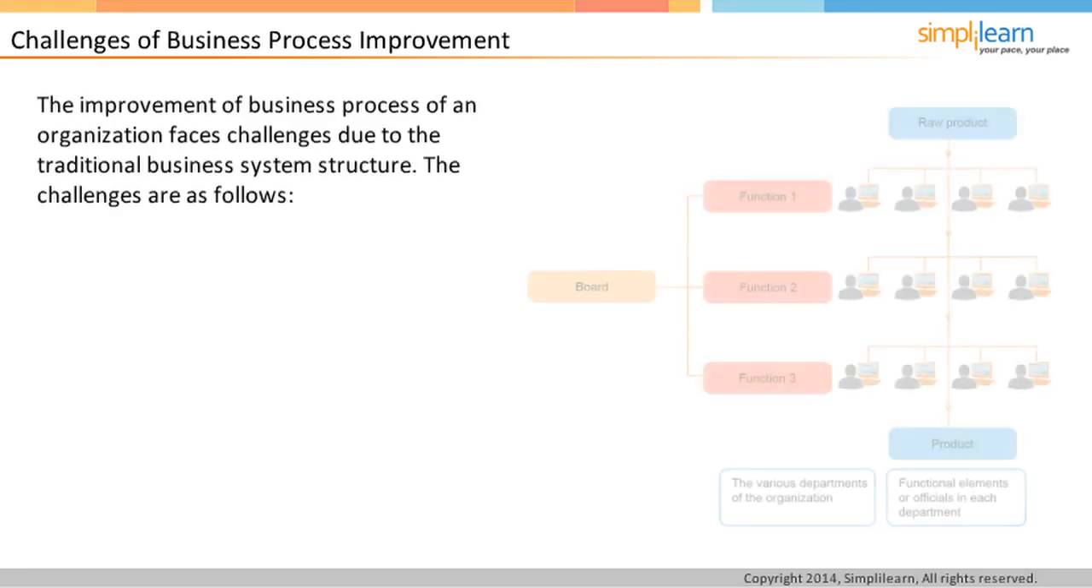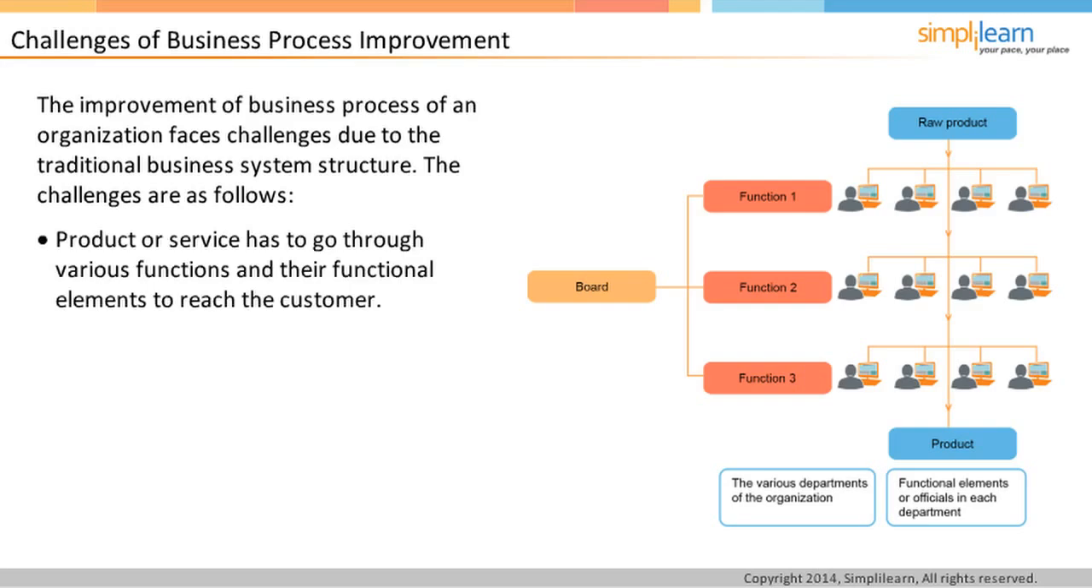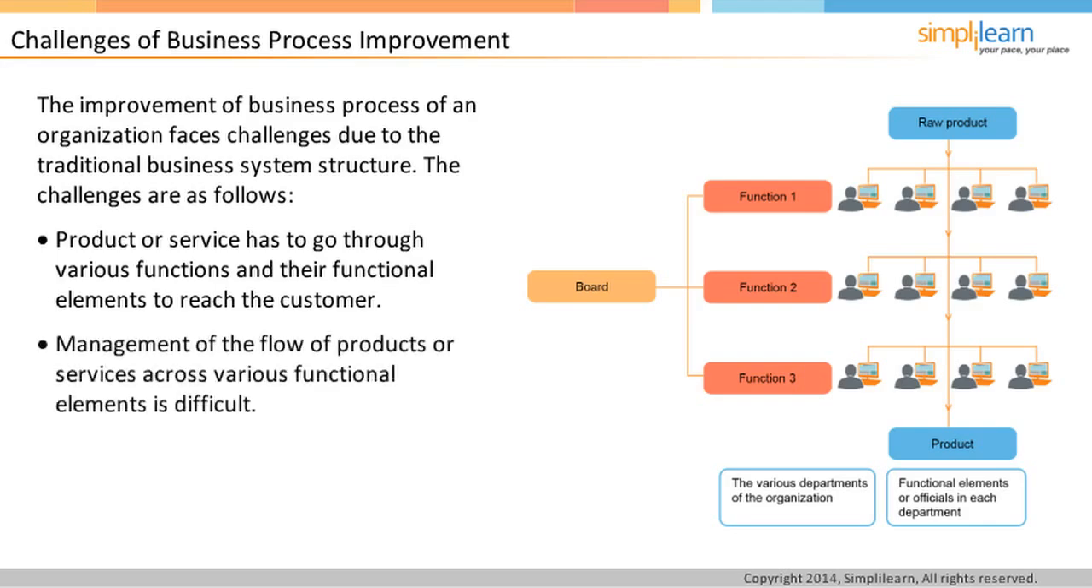Let us discuss the challenges to business process improvement in this screen. The improvement to a business process of an organization faces challenges due to the traditional business system structure, because it is generally grouped around the functional aspect. The main problem in a functionally grouped organization is the movement or flow of a product or service. A product or service has to go through various functions and their functional elements to reach the customer or end user. The other problem is management of the flow of products or services across various functional elements. This is difficult as usually there is no one in charge.